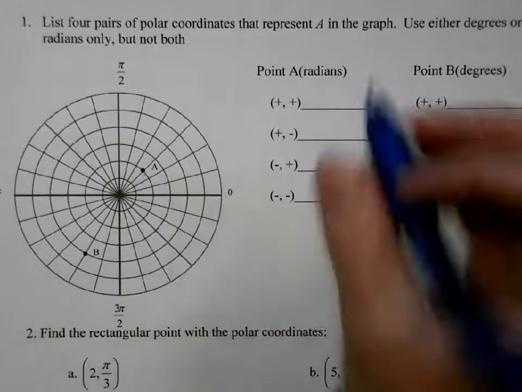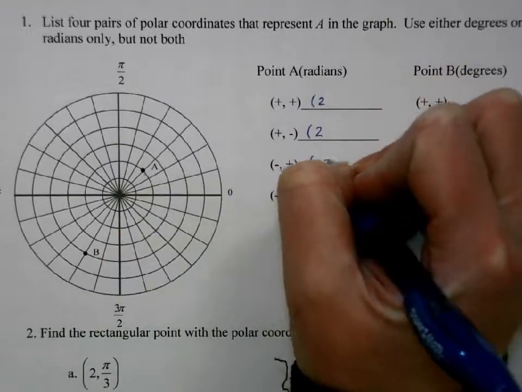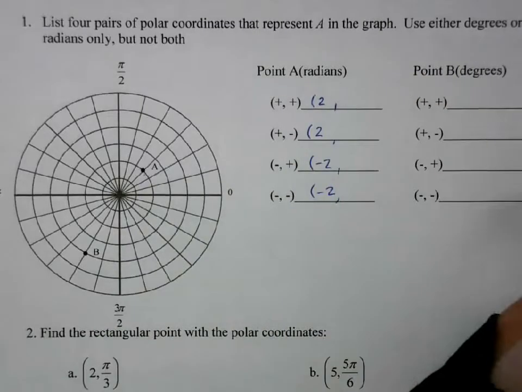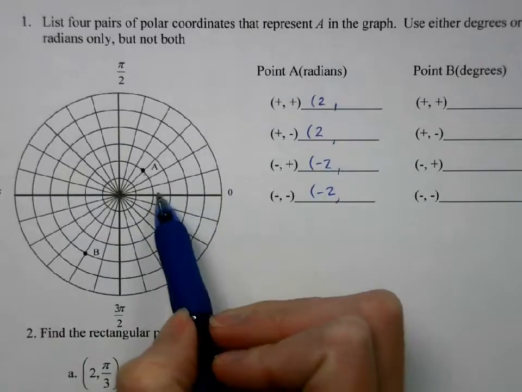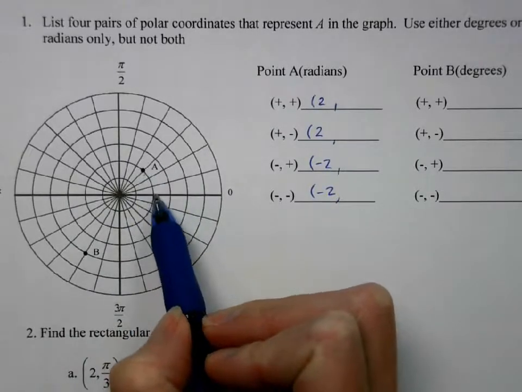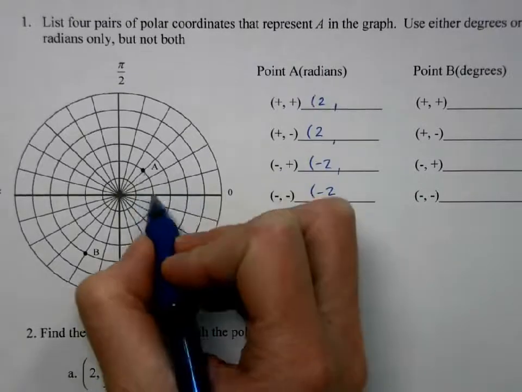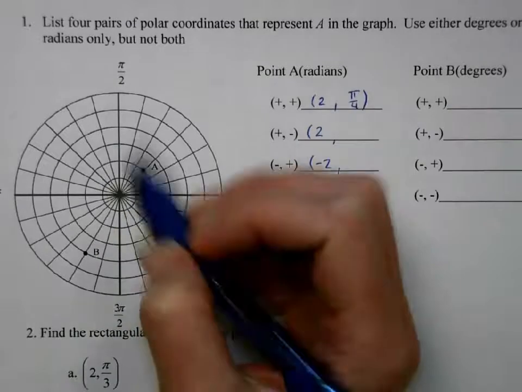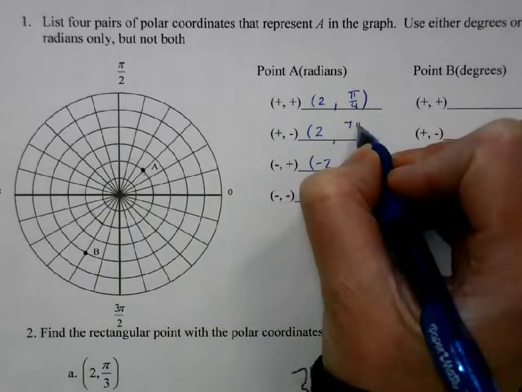So first, the A has an r value of 2. So that'll be 2, those will be negative 2. Okay, so then we just need to come up with the corresponding angle. Remember, positive angles are going counterclockwise, negative angles go clockwise. So to go to this point, that's just going to be pi over 4. If I start here and go the other direction, that's going to be 7 pi over 4.